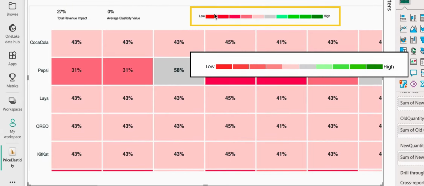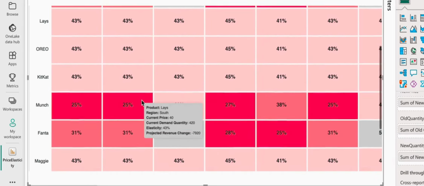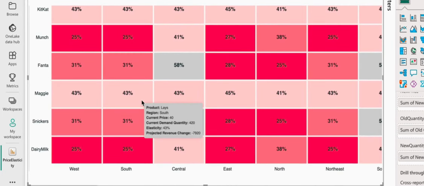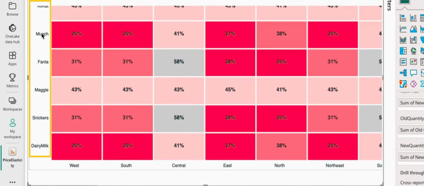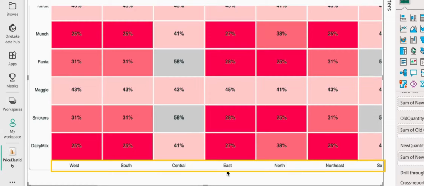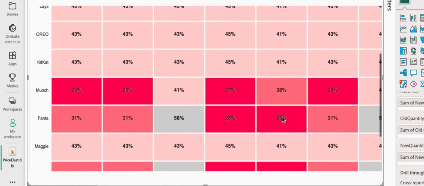This is the color legend which is used for each cell, with a range of 10% for each color. And then these are the product fields and these are the region fields we are using for this table.